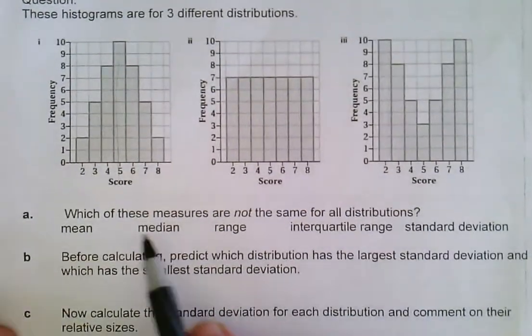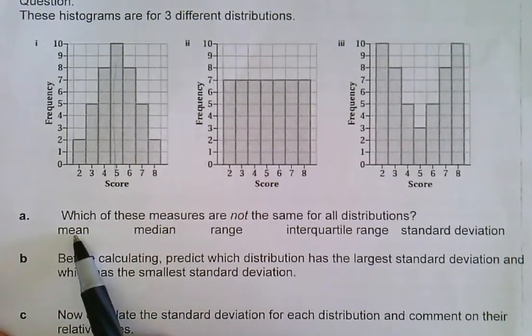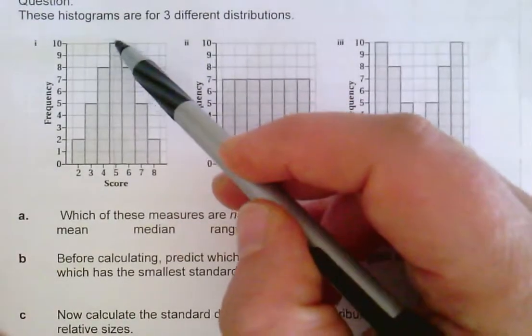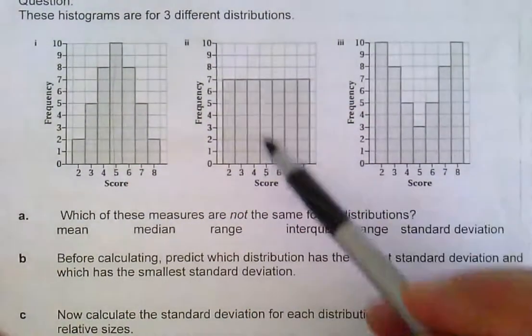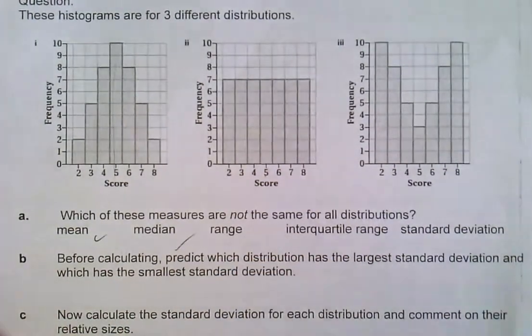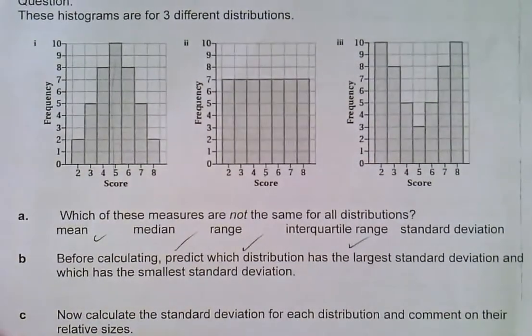But which of these measures are not the same? The mean will be the same. Girls, if I worked out the median, the middle score's definitely in this column. This would be the middle, and this would be the middle. They're the same. What about the range? Same. Interquartile range. It will be the same.